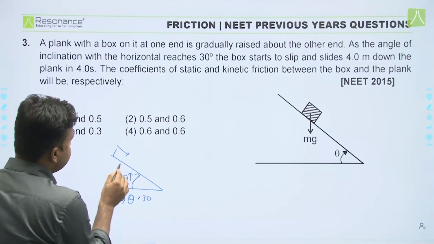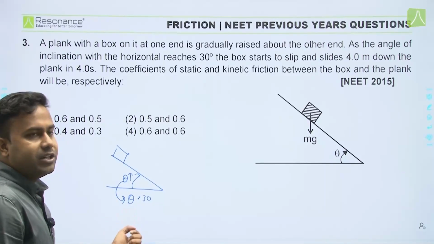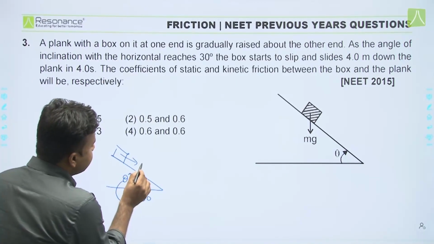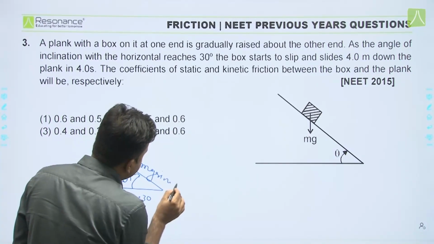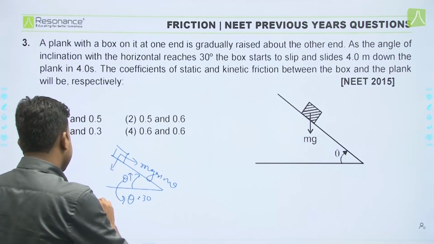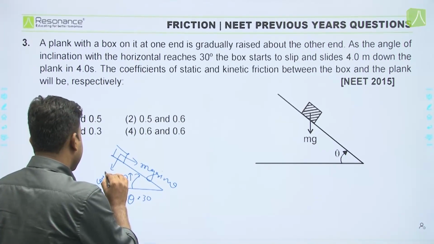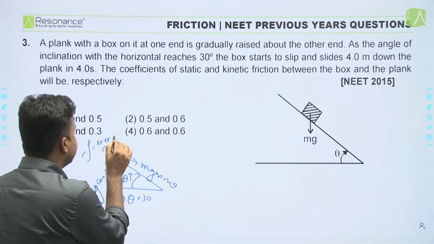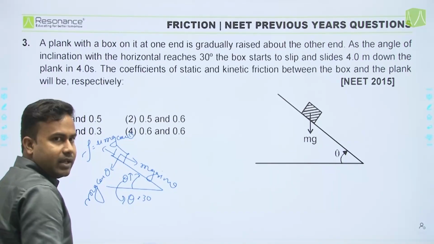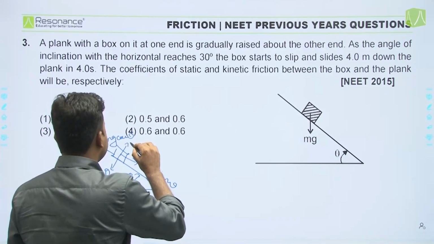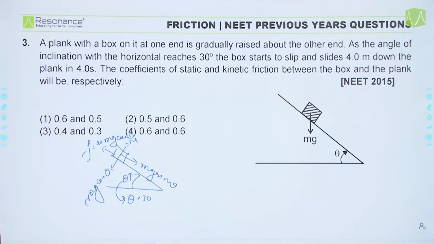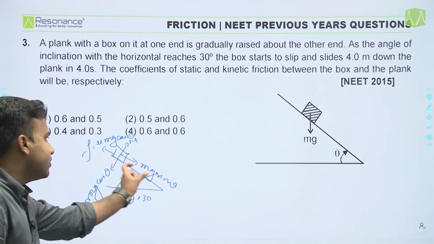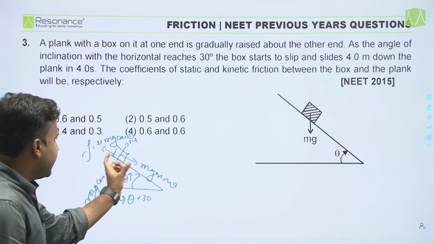It means the block present here starts sliding at this point. It means this is the condition of maximum static friction. So here in this direction it's experiencing a force mg sin theta, and in this direction it's mg cos theta. The friction force in this direction is mu into mg cos theta, mu into normal. So normal is equal to mg cos theta. Now at the maximum static case, the friction force is actually equal to the driving force.